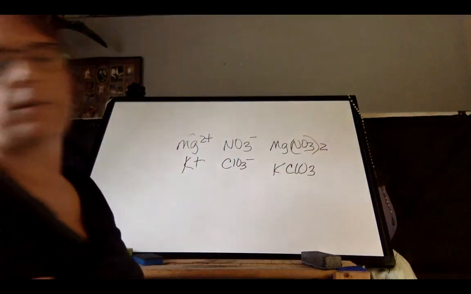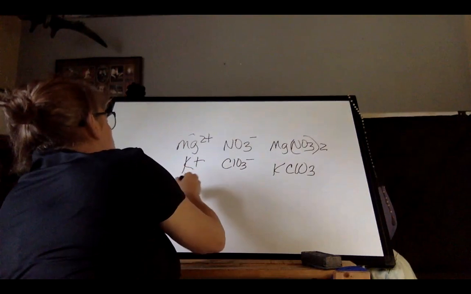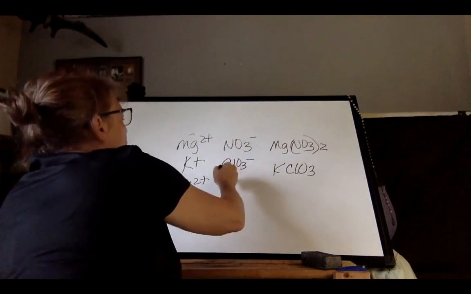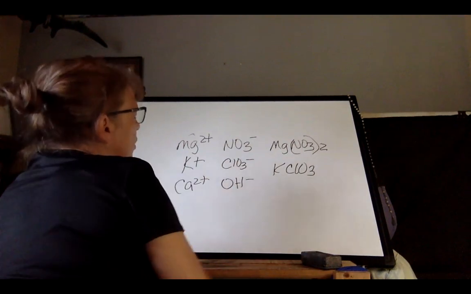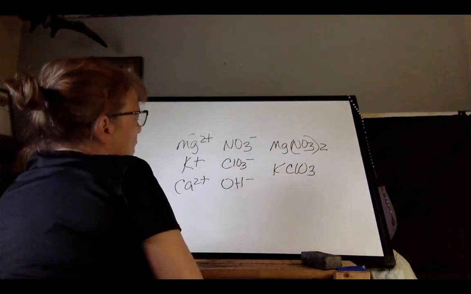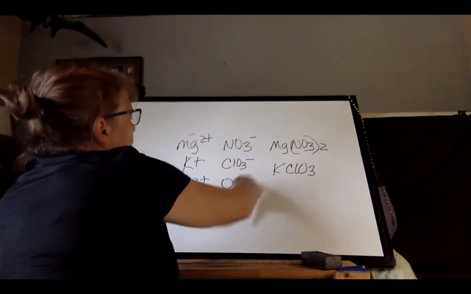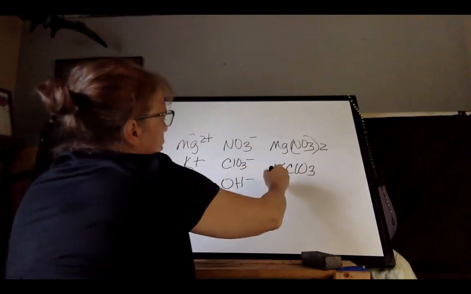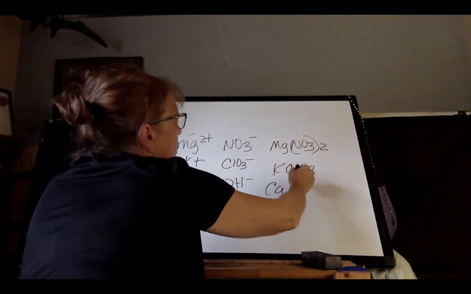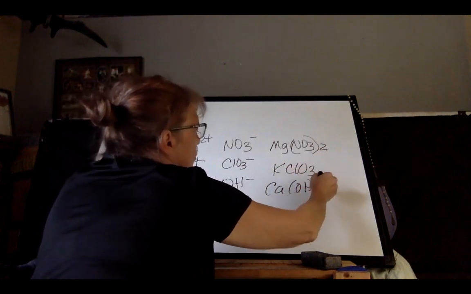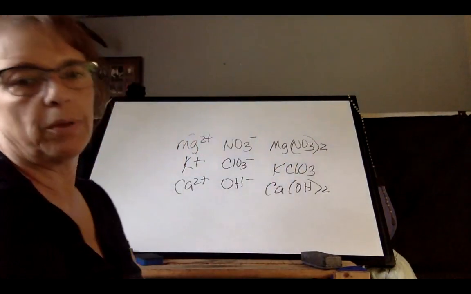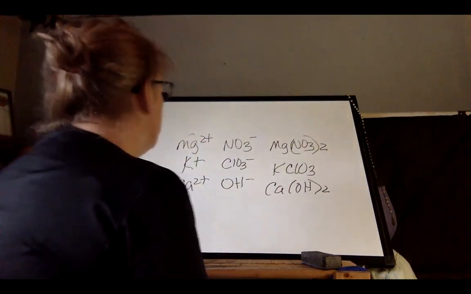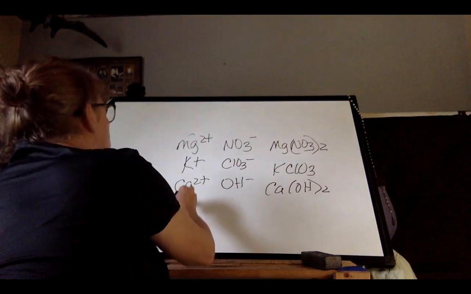The next one is calcium hydroxide. Calcium has a +2 charge because it's in group 2. Hydroxide has a -1 charge. That's the polyatomic ion. We would need 2 of these negatively charged hydroxides to balance out the +2 charge on that calcium. So if you want to indicate that there's 2 hydroxides, you have to put parentheses and the number 2.